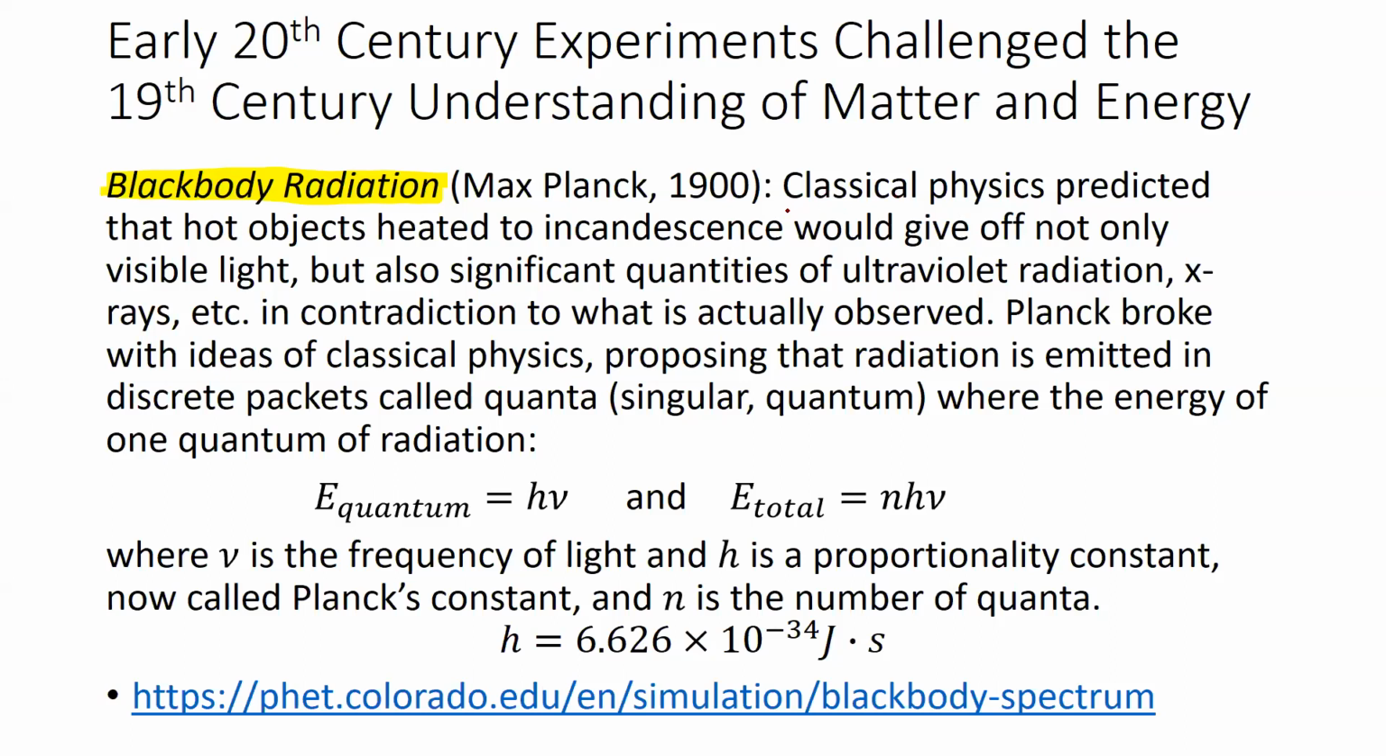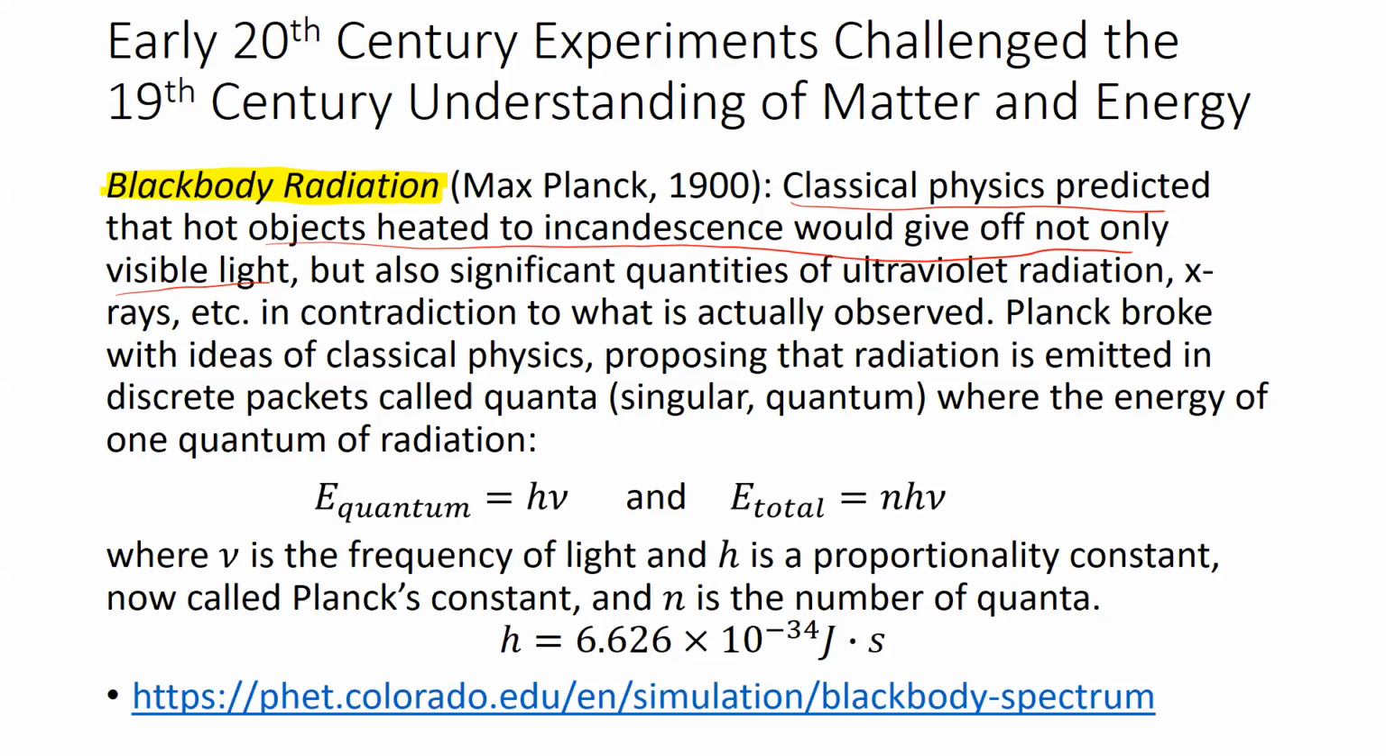Okay, so as you get it hot, it gives off light, and classical physics predicted at the time, so classical physics is really the physics of particles, that those hot objects, when you heated them up so hot that they would glow, would give off not only visible light, right, but also significant quantities of ultraviolet light, X-rays, etc. Okay, turns out that's not what's observed.